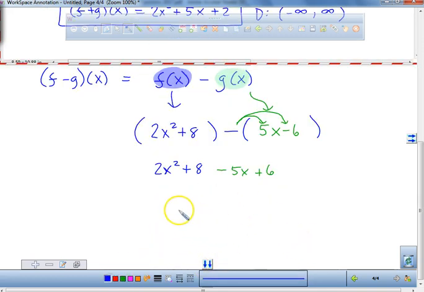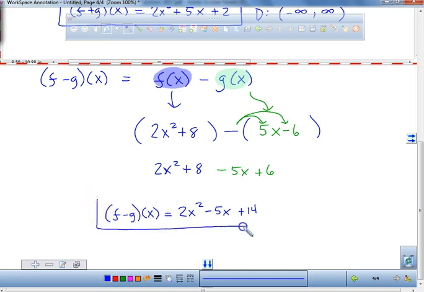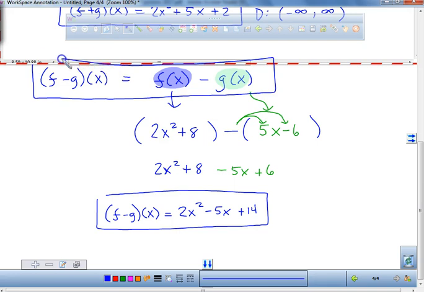Now, I still have 2x squared. But now I have a minus 5x. And now you have to take 8 and 6 and add them together to get 14. So my final answer for f minus g of x is 2x squared minus 5x plus 14. So make sure you have this pattern right here in your journal, and you have your final answer.